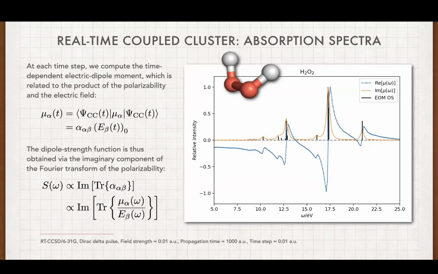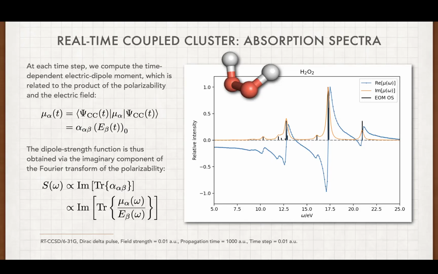For example, if you calculate the time-dependent dipole moments, so this is the alpha Cartesian component of the dipole moment as a function of time, using the coupled cluster wave function left and right, this is related to a certain term in the expansion to the polarizability and the electric field, the product of the two. You can take the Fourier transform of the polarizability to get the dipole strength function, and the imaginary component of that is the absorption component that you want, so that you can compare directly to, say, equation of motion coupled cluster or even experiments.